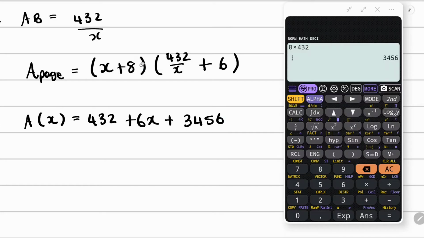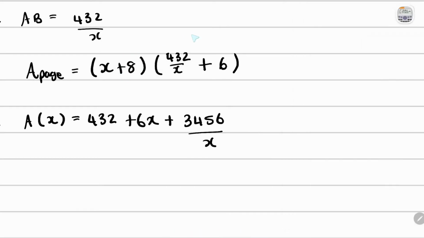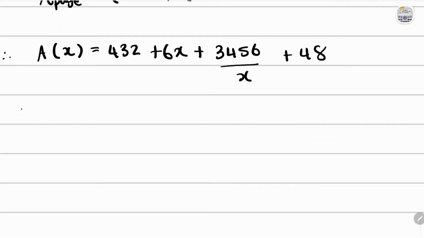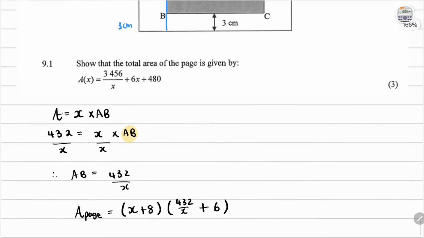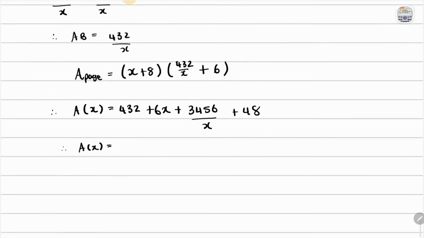But remember, it's 8 times 432 over x. So over x. And then lastly, 8 times 6 is 48. So this is what we have. So A of x is equal to, and we'll just add our constants together. Let's just look at how they wrote it. So they put the 3,456 first.